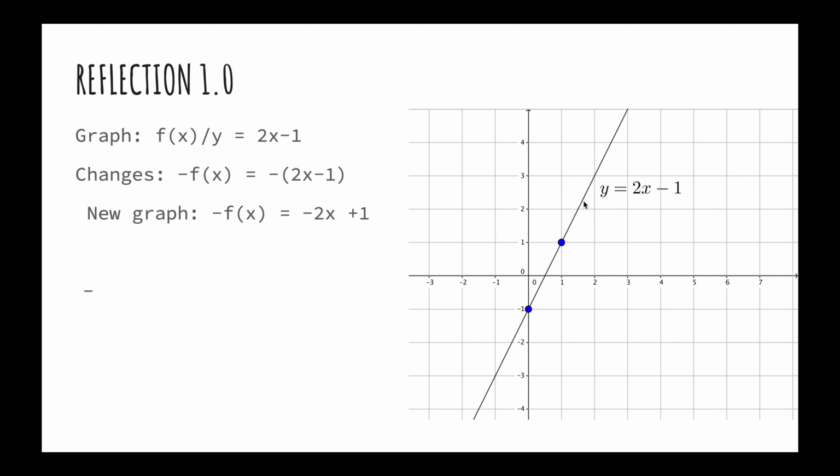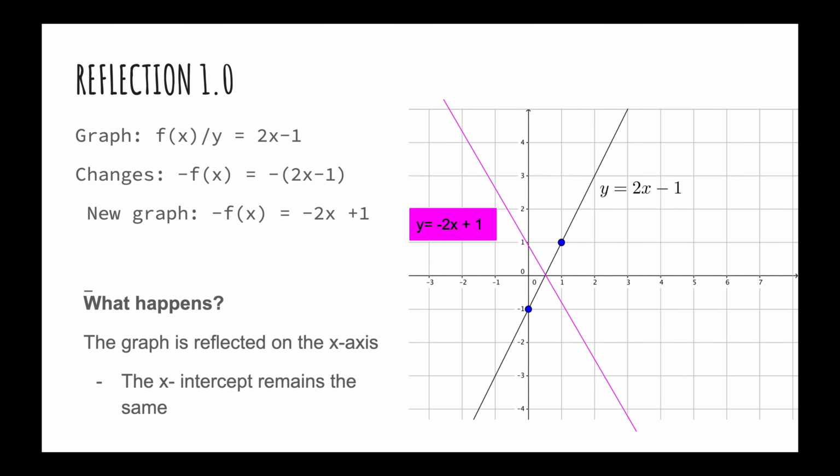Okay, and the third transformation is a reflection. So f(x) equals 2x minus 1, same equation for the base, and we change it to negative f(x). So the whole equation times negative sign. In the end, you'll get negative 2x plus 1. Negative 2x, negative minus 1 gives plus 1. So the new graph line will look like this, the pink line.